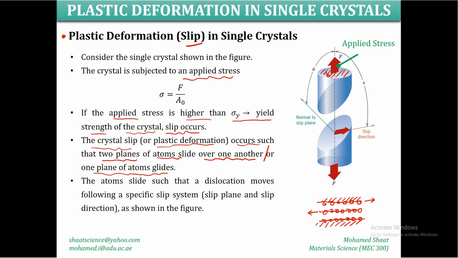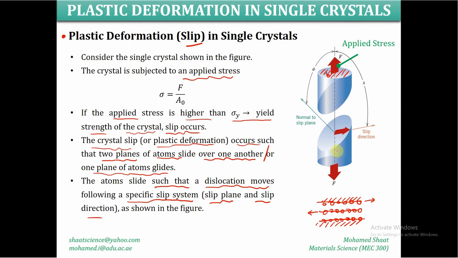Anyway, as long as there is plastic deformation, there should be a movement of these planes of atoms. These planes are going to slide towards each other or over one another, or you can have one plane that glides with respect to the other plane. The atoms slide or glide in such a way that a dislocation moves following a specific slip system, as we discussed, and this slip system is defined by the slip plane and the slip direction. As shown here in the figure, for example, if we apply a stress and this stress is big enough, bigger than the yield strength of the material, there should be plastic deformation, so there should be dislocation movement.